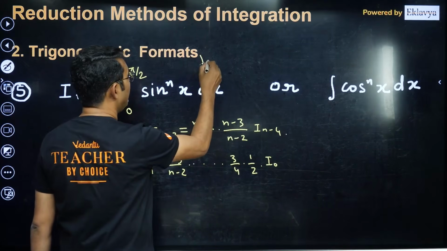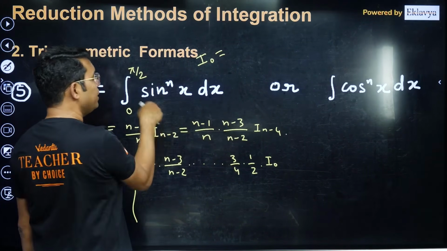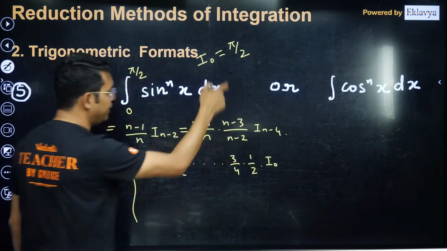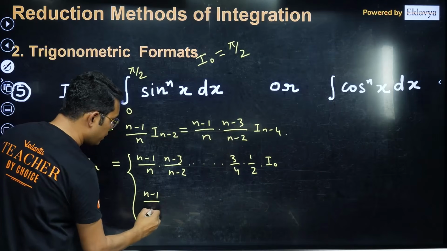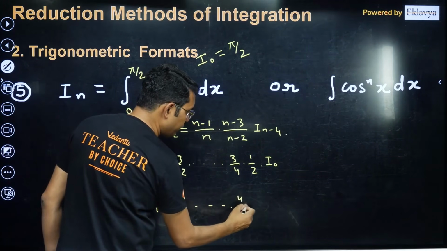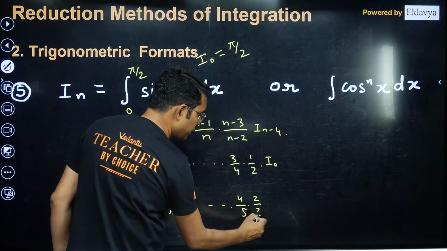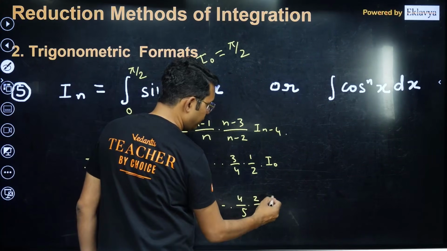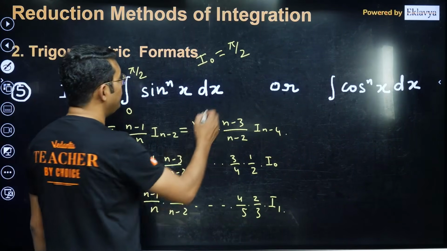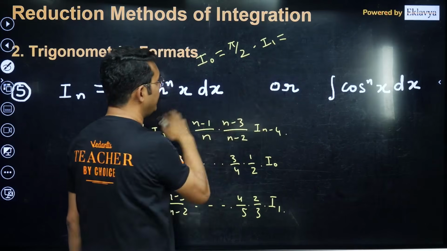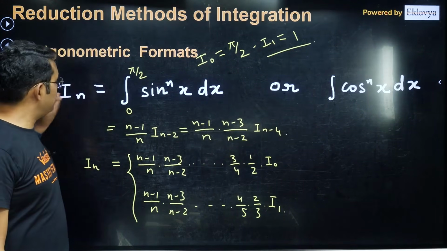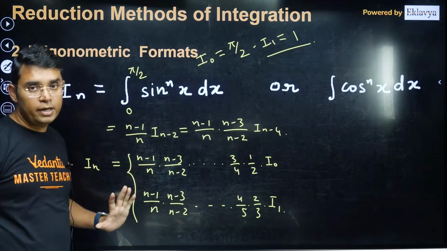And dear all, I naught is very easy to find. Your integral will be just the integration of 1, so it will be pi by 2. If your n is odd, then it will be like this, and so on. Here you will have 4 upon 5 and then 2 upon 3, and it will end at I1. And what is I1? I1 is just the integral of sin x from 0 to pi by 2, which is equal to 1.